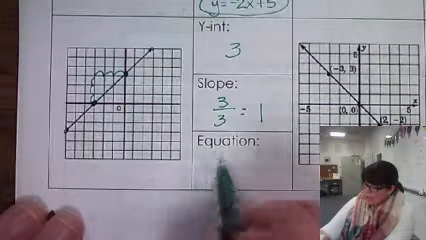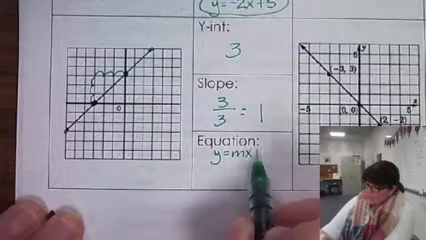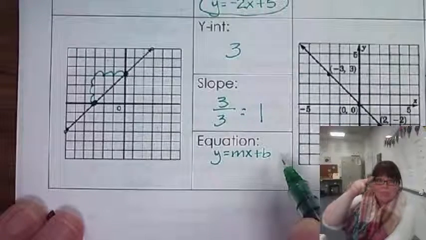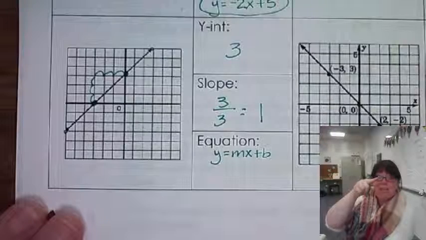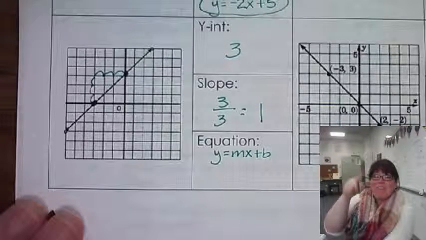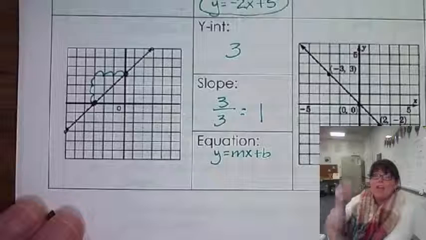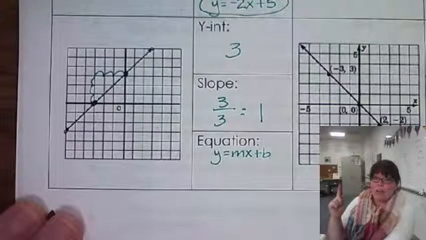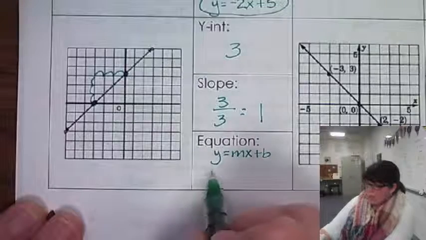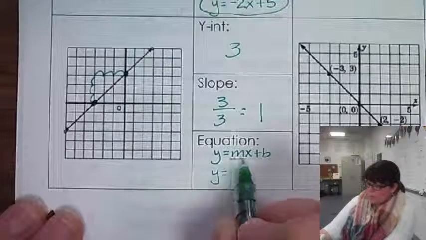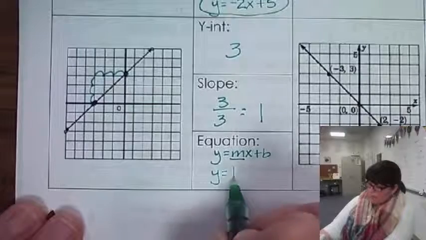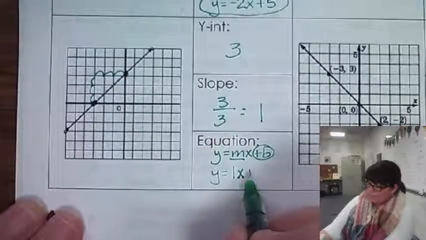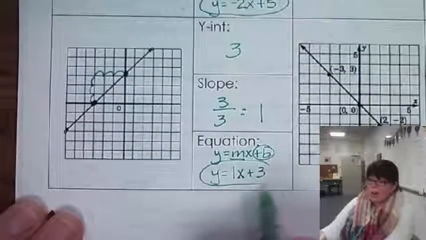My equation is going to be y equals mx plus b. Yes, I want to see you write that out. You know who you are, you step skippers. I want to see you write out the form, so that way it'll commit to your memory and you'll never, ever, ever wonder what it is ever again. So write your form down first, then go ahead and plug in your slope, which we know is 1 times x, and your y-intercept is positive 3. So y equals 1x plus 3.